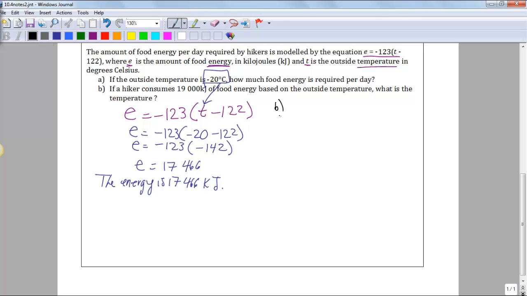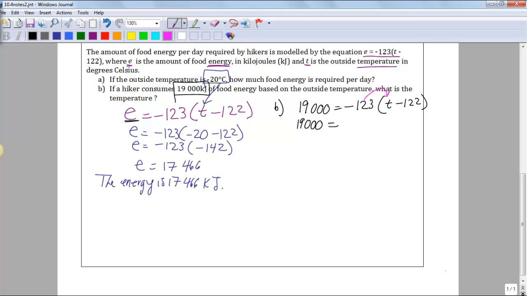Let's look at B. B says, if a hiker consumes, this time they give us the energy, 19,000 kilojoules of food, we want to find the temperature. So rather than writing E, we'll write in 19,000 equals negative 123 bracket T minus 122. So this is the new stuff. Now I'm going to use the distributive method or the fishing method, right? Because I kind of like that one.